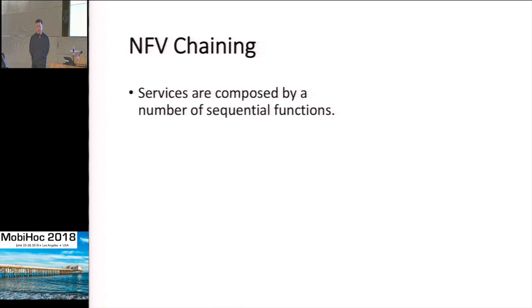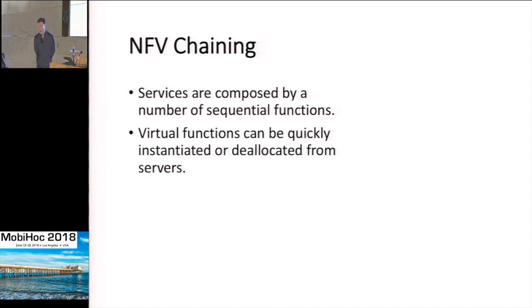So what is NFV chaining? Services are basically composed of a number of sequential functions. For example, a while ago I showed the example that traffic has to go through a firewall and then a router and then a CDN. And virtual functions, at least in the framework of NFV, can be quickly instantiated or deallocated from servers. And more importantly, we can do it online.